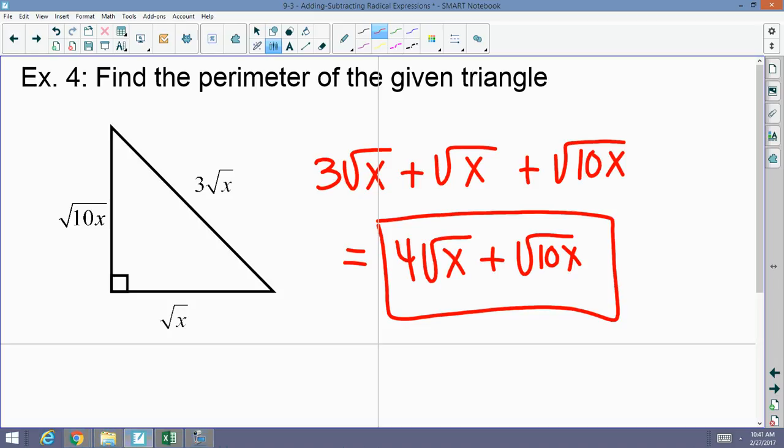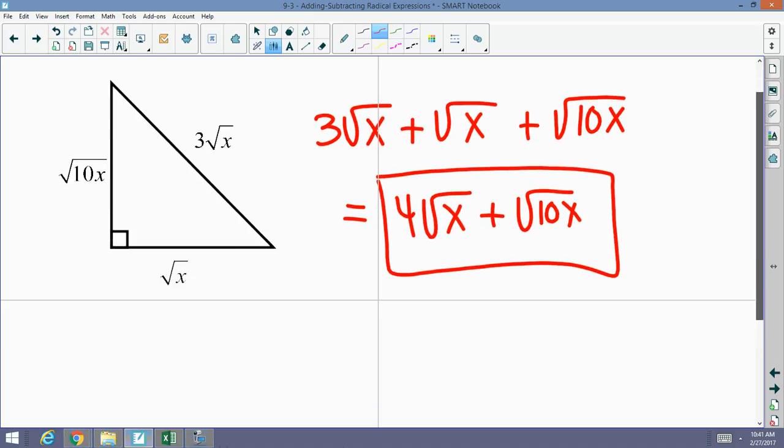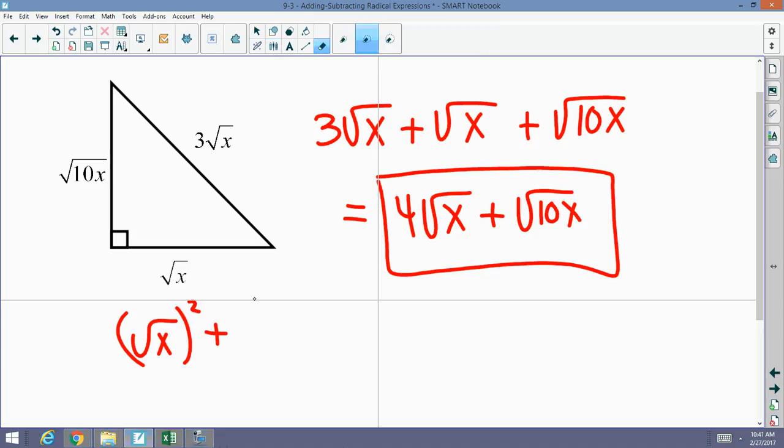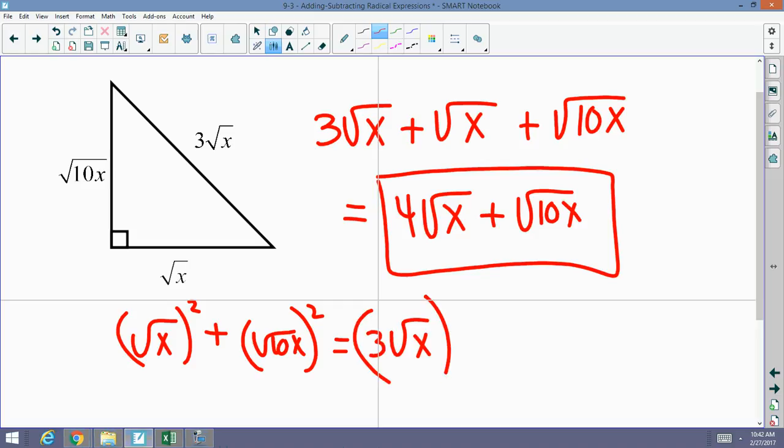Okay, that's a beautiful question. Let's do it. Let's say they tell you, wow, this would be kind of weird to do, but let's just see. If they told you to apply the Pythagorean theorem here, this would be the square root of x squared plus square root of 10x squared equals 3 times the square root of x squared.